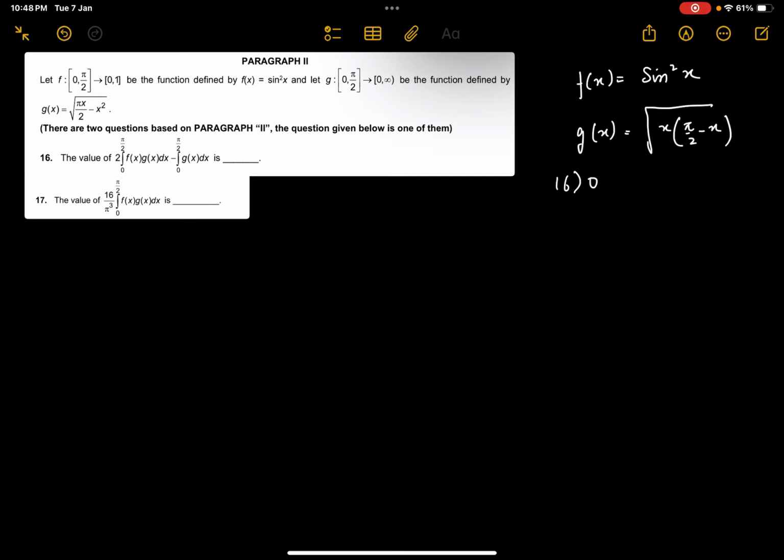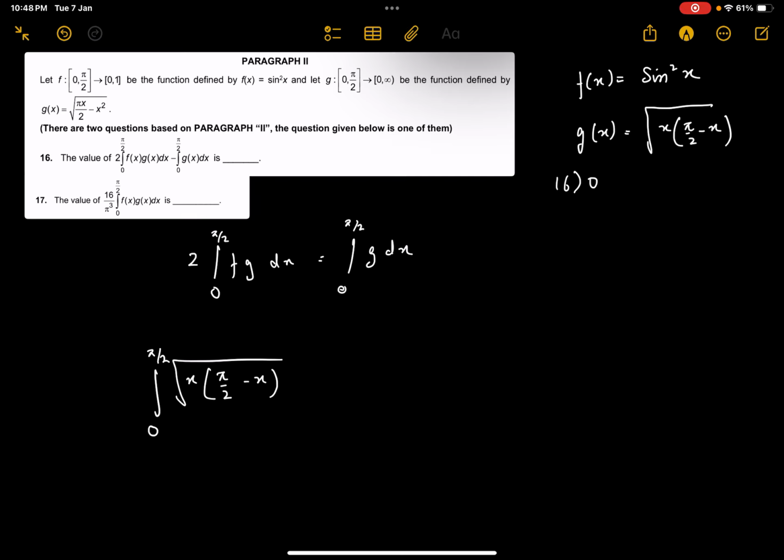Which in turn gives us 2 times integration 0 to pi by 2 f g dx is pi by 2 times integral of g dx. So we'll make use of this fact for the 17th one. Instead of evaluating 0 to pi by 2 f g dx, we'll simply evaluate 0 to pi by 2 g dx, which is 0 to pi by 2 root x times (pi by 2 minus x) dx.